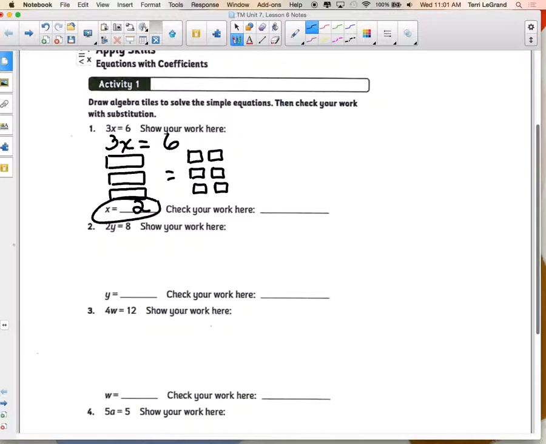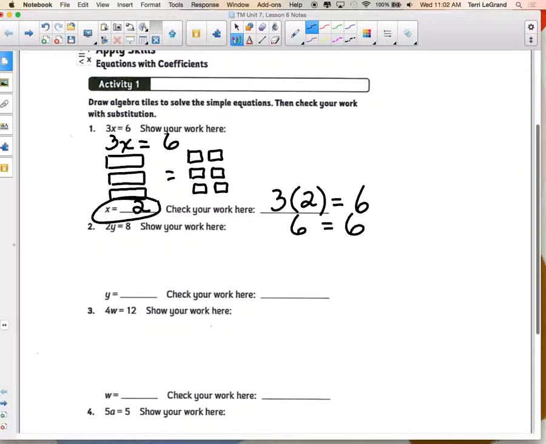Now we will show our check problem. So we have 3 that has to get multiplied by what? 2. And that should equal 6. Is that enough? No, what else do we have to do? Show 3 times 2 is what? 6.